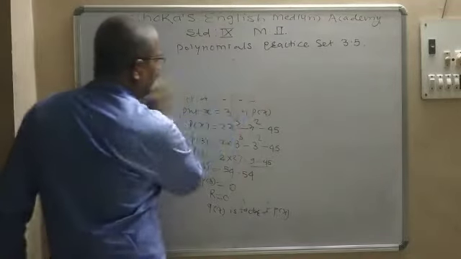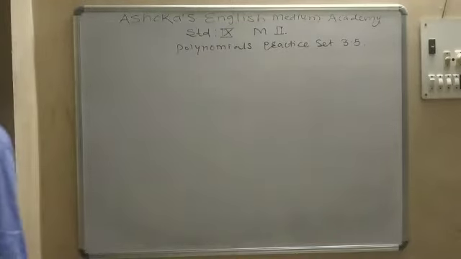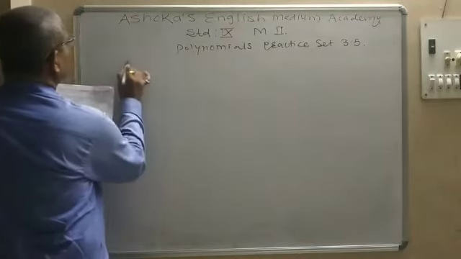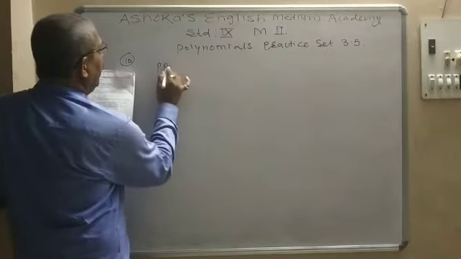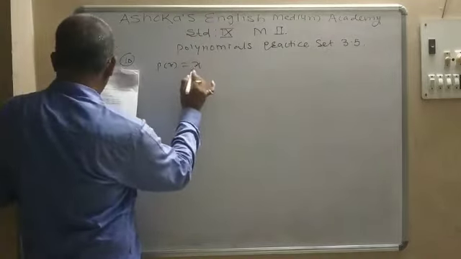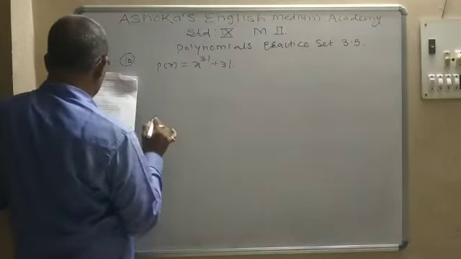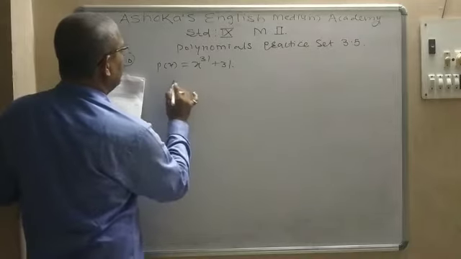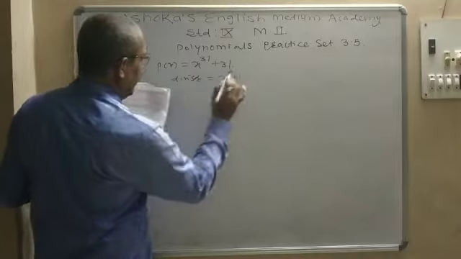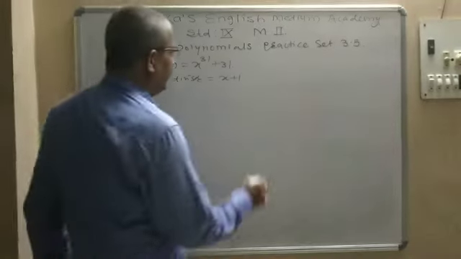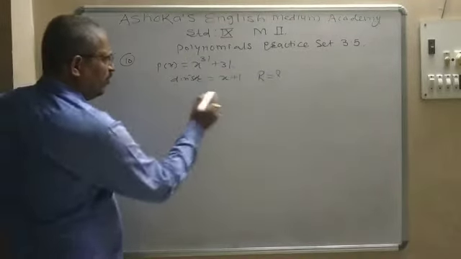Okay. Question number 10. p(x) is equal to x raised to 31 plus 31, divided by x plus 1. What is the divisor? Divisor is equal to x plus 1, and find the remainder. You have to find r. How will you find the remainder?